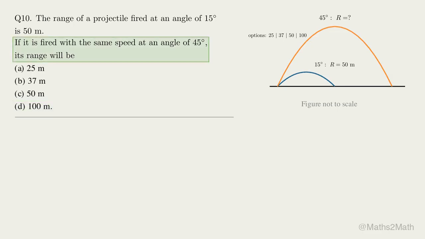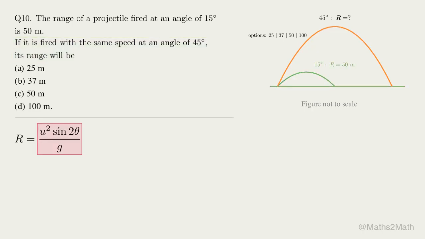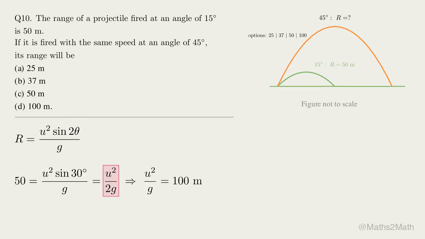What does this mean? The range formula depends on the sine of twice the angle, so we compare sine 30 with sine 90. The range of a projectile is u squared sine of 2 theta over g. At 15 degrees, sine 30 is 1/2. So 50 meters equals u squared over 2g, giving u squared over g equal 100 meters.